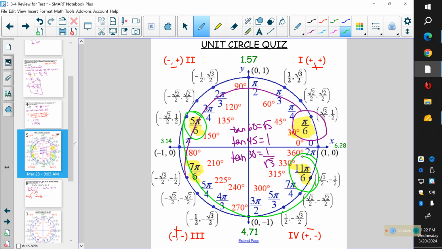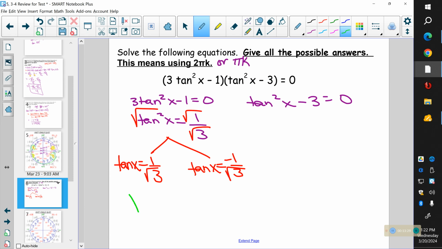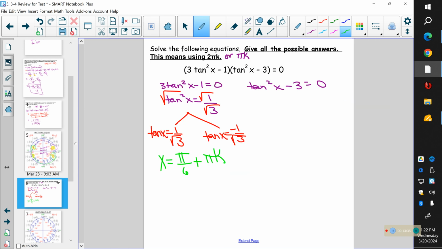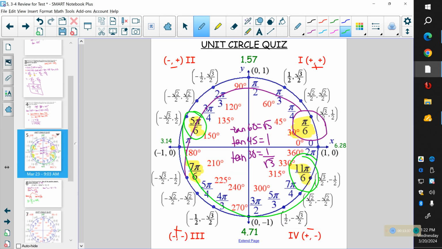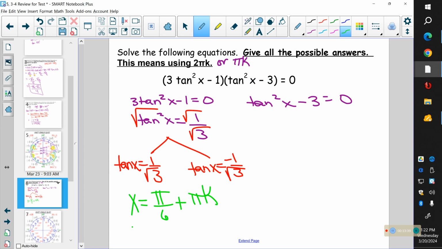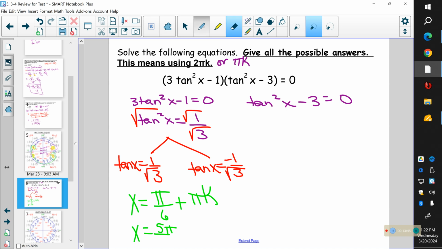Absolutely. So your answer here is going to be x is equal to pi over 6 plus pi k, and what was the other one? 5 pi over 6. Oh my lord, I'm having a stroke. Plus pi k.